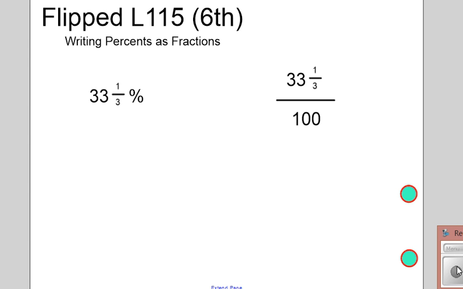Welcome to Flip Lesson 115 for the 6th grade. Today we're looking at writing percents as fractions.